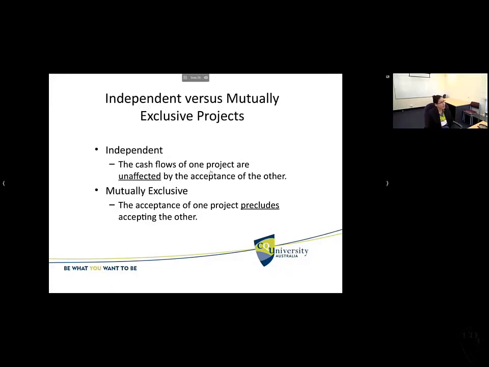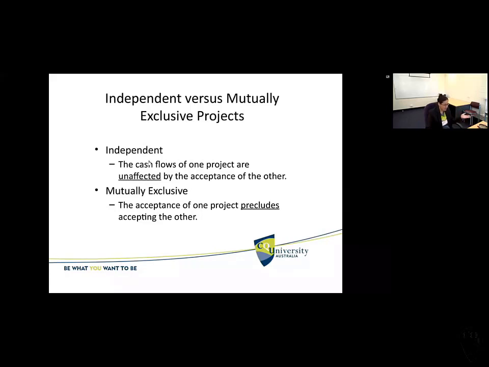So, for example, independent projects could be, you know, replacing a computer system and opening a store. The cash flows of each don't affect the decision of the other one. We can invest in any number of projects that we like. If they're all going to create us value, let's invest in all of them. Okay, it doesn't matter.